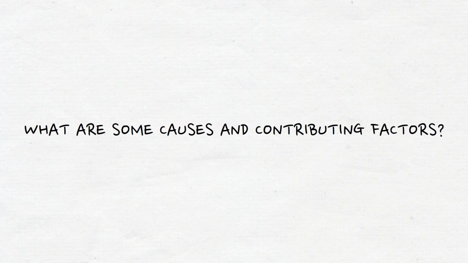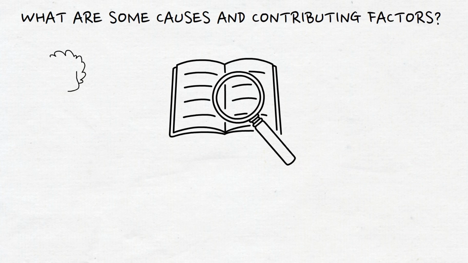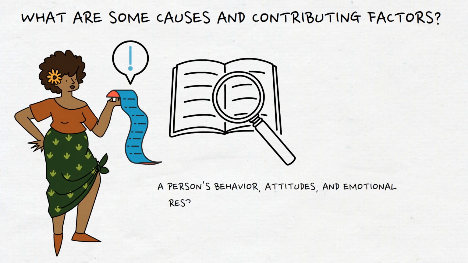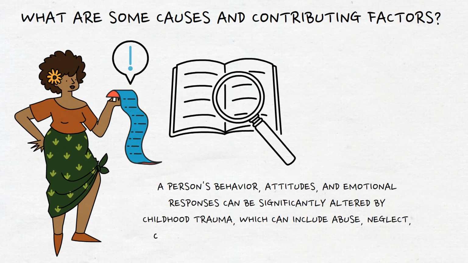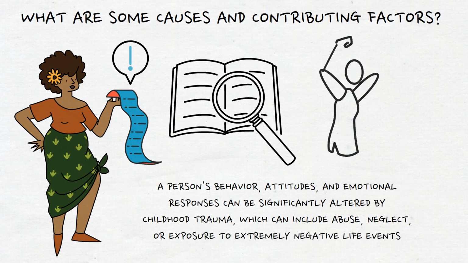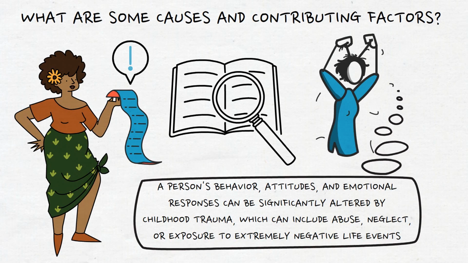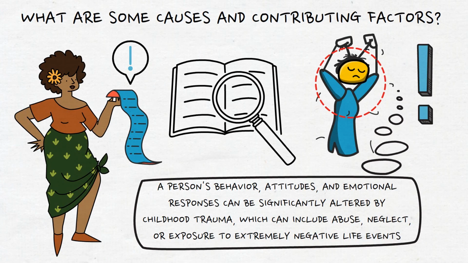So, what are some of the causes and contributing factors? When looking into the origins of secondary psychopathy, it becomes clear that many different aspects of a person's environment play a role. A person's behavior, attitudes, and emotional responses can be significantly altered by childhood trauma, which can include abuse, neglect, or exposure to extremely negative life events. Individuals are susceptible to developing secondary psychopathic traits as a result of exposure to these environmental factors. It is crucial to understand that these experiences interact with the person's innate vulnerability to foster the development of secondary psychopathy.